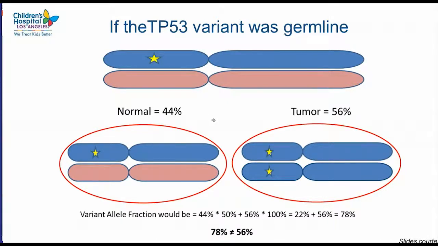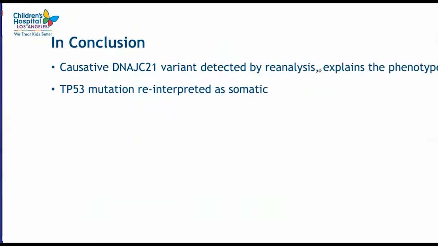And so even by looking at variant allele fraction, it's very suggestive that this is not a germline variant, that this is actually an acquired somatic variant in the residual MDS clone that was present in the peripheral blood sample without us being aware of it. In conclusion for this case, with exome reanalysis, a positive DNAJC21 variant was detected, which fully explained the patient's phenotype. And then the TP53 mutation could be reinterpreted as somatic.